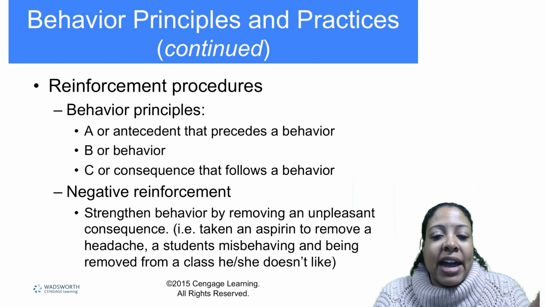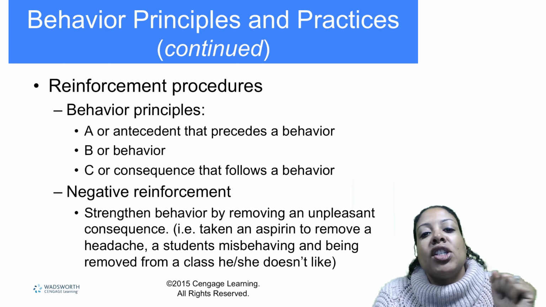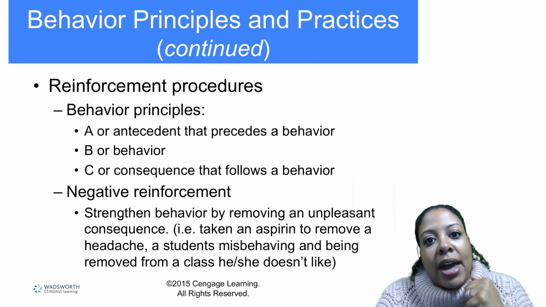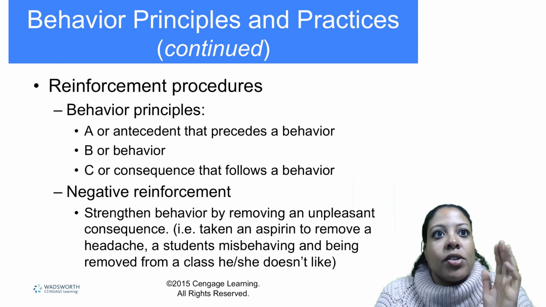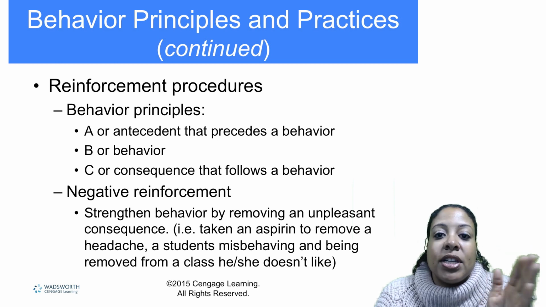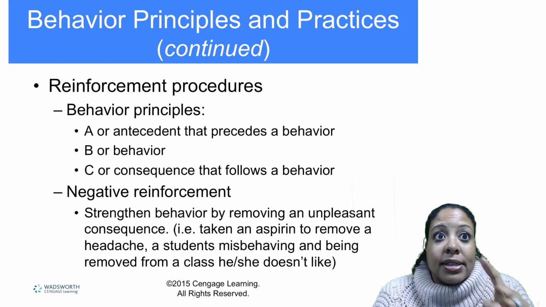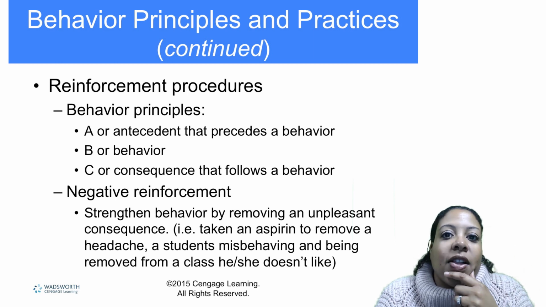B is the actual behavior. And C is a consequence that follows a behavior. Okay, so A is the antecedent, precedes the behavior. B is the behavior, and C is the consequence that follows the behavior.